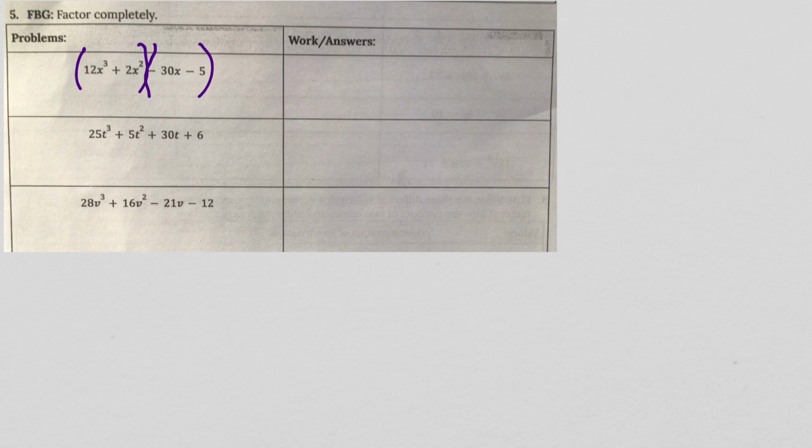So for this first one here, 12x to the 3rd plus 2x squared, the GCF for the numbers would be 2, and for the variables, it would be x squared. So that's going to come out first, and then in parentheses, when I divide by 2x squared, what do I get here? 6x plus 1.